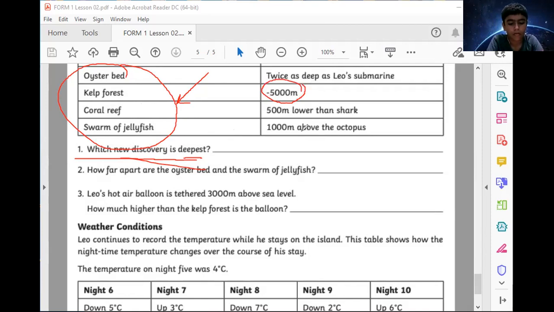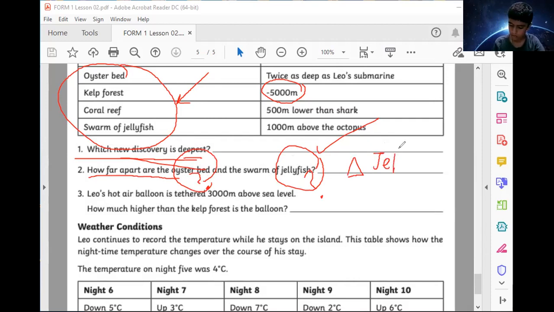Okay? The kelp forest. Okay. Now, number 2. How far apart are the oyster bed and the swarm of jellyfish? To do this, you must tell me the jellyfish is how much and the oyster bed is how much, and then you find the difference. So first, put in your chat, jellyfish is how much? What is your number? Oyster bed is how much? And then put there, difference is how much. Try and see. You all have the module on your side.